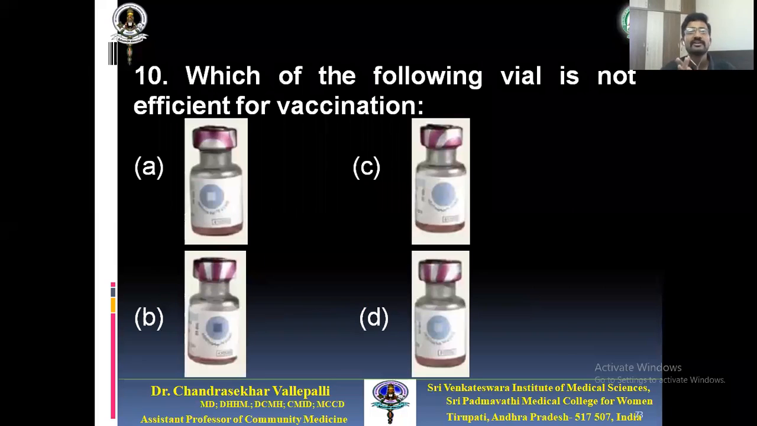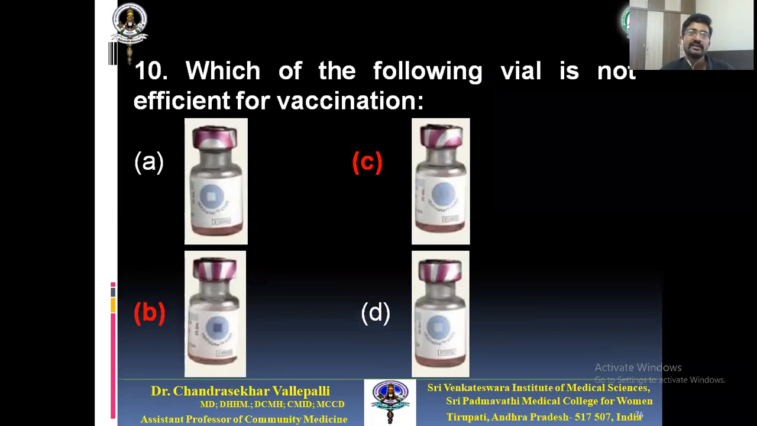Which of the following is not efficient for vaccination? B and C. Excellent. There are multiple options, so you have to see which match and which are crossed. So B and C are the correct options for this question, right?